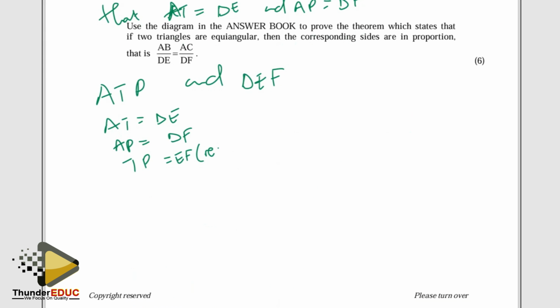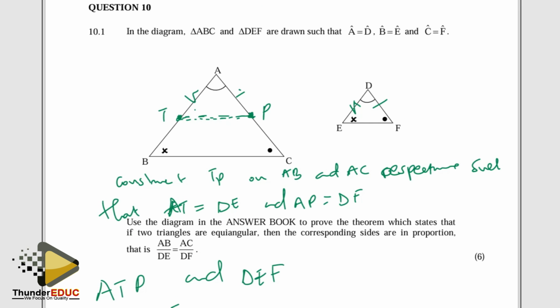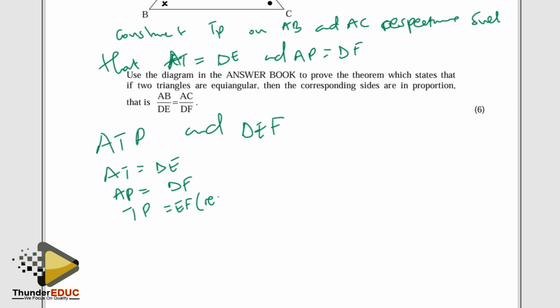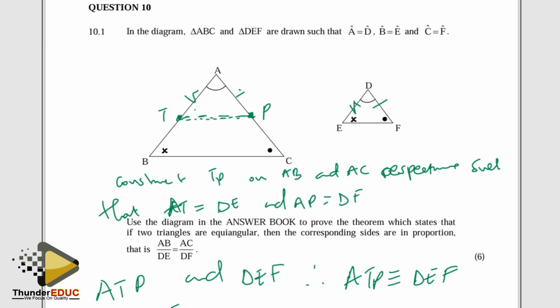Remaining side of the triangle. Or you can just tell us that the angles are the same. A and B are the same. Okay. So therefore, ATP is congruent to DEF. That is true. So if that is true, which means this X must also be the same as that, and then that angle.